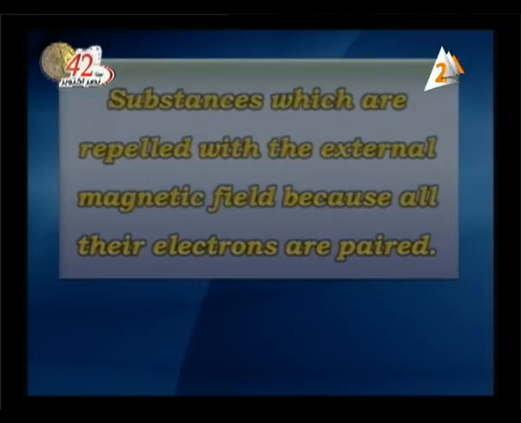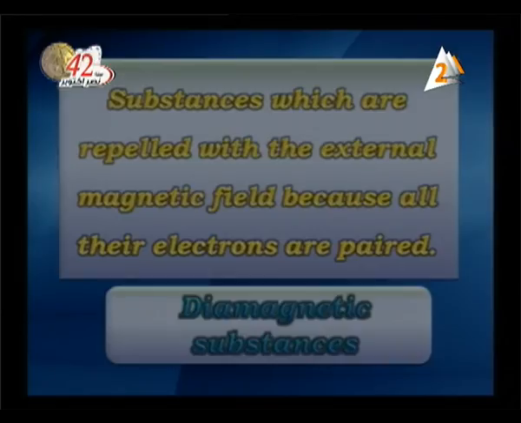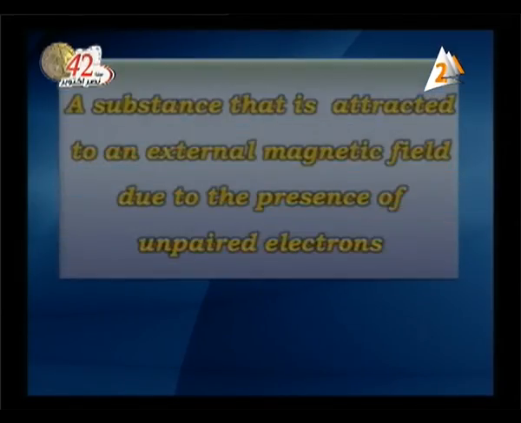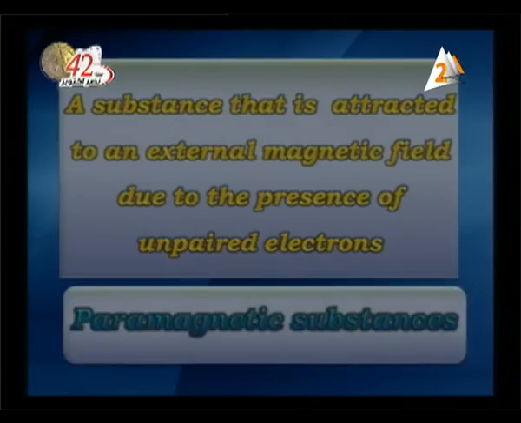Substances which are repelled by the external magnetic field because all their electrons are paired. If you think about it, my dear student, yes, it will be diamagnetic substance. A substance that is attracted to an external magnetic field due to the presence of unpaired electrons. If you think about it, yes, it will be paramagnetic substance.